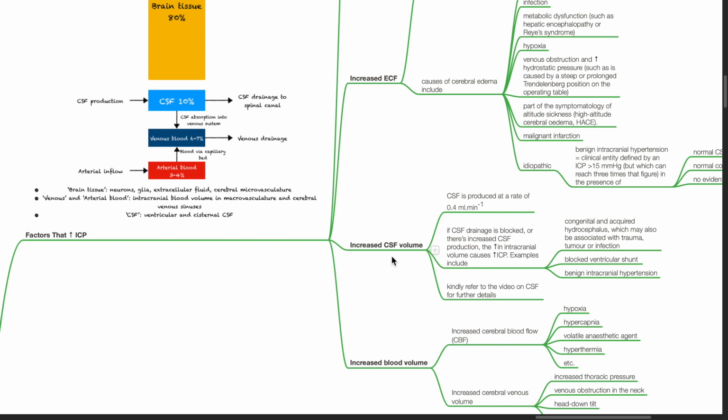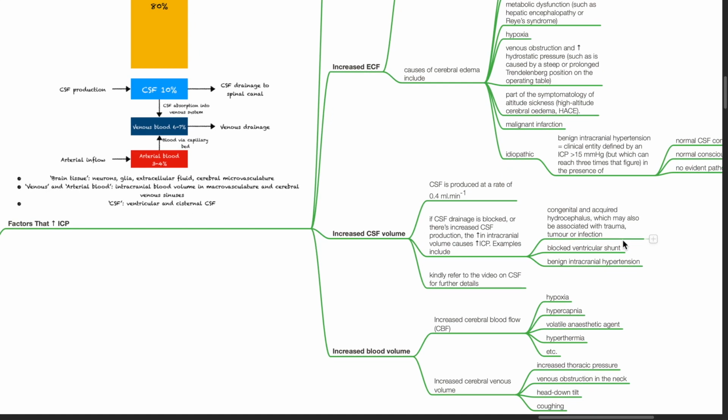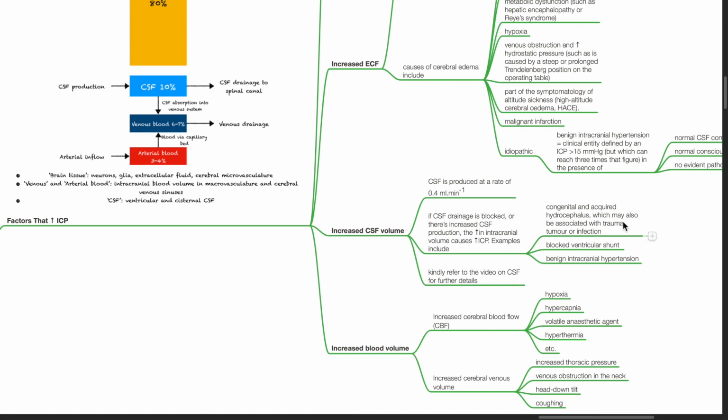Increased CSF volume can increase ICP. CSF is produced at the rate of 0.4 mL per minute. If CSF drainage is blocked or there is an increased CSF production, the increase in intracranial volume causes increased ICP. Examples include congenital and acquired hydrocephalus, which may also be associated with trauma, tumor, or infection, blocked ventricular shunt, and benign intracranial hypertension. Kindly refer to the video on CSF for further details.